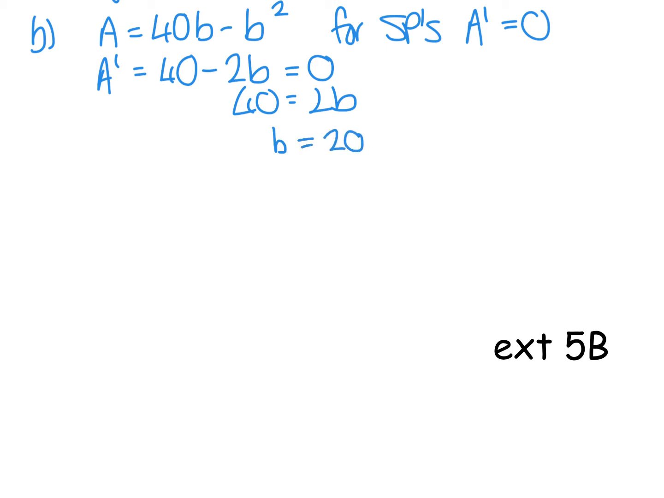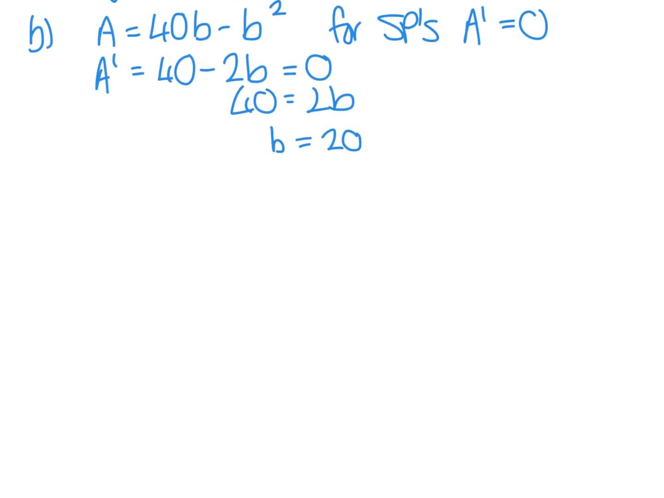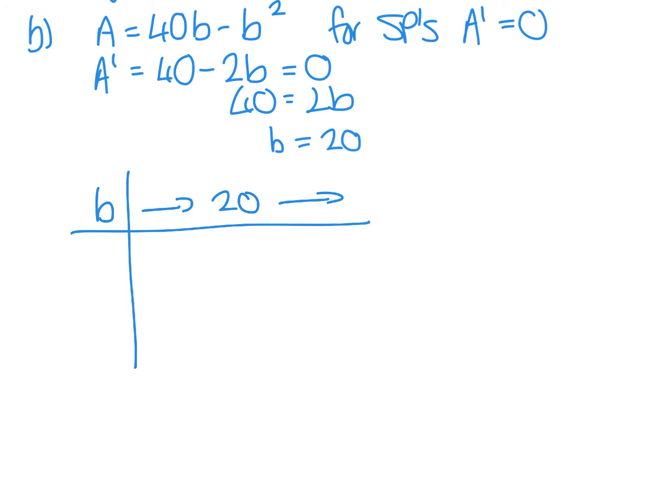Right, I'm going to check the nature for B and check that it does, in fact, maximise it. So I'm going to draw a nature table. I'm going to have X, oh, it's not X, sorry, it's B in this case, force of habit. So we're going to have B, anything up to 20 and anything beyond 20. And then here we'll have A dashed, and then we'll have our shape.